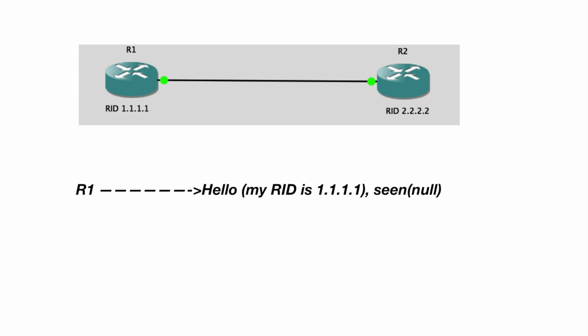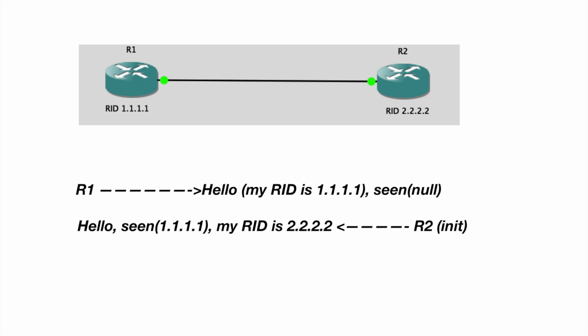R2 receives this message and takes a look, saying, okay, I see somebody wants to be a neighbor because I received a hello message and I can see who is sending it, right? At that time, router 2 marks router 1 as its neighbor but puts it in an interim state, also known as init state, and sends a hello message back. So it says, hello, I have seen your router ID, which is 1.1.1.1, and my router ID is 2.2.2.2.